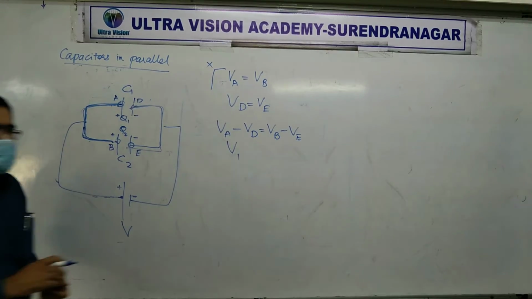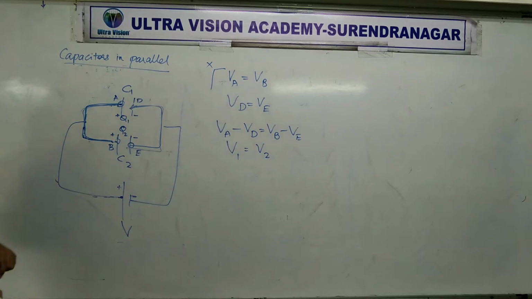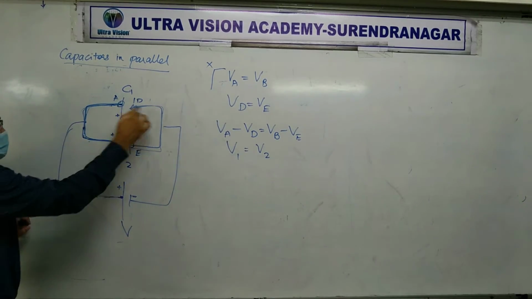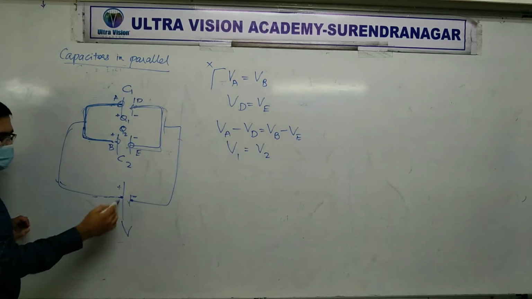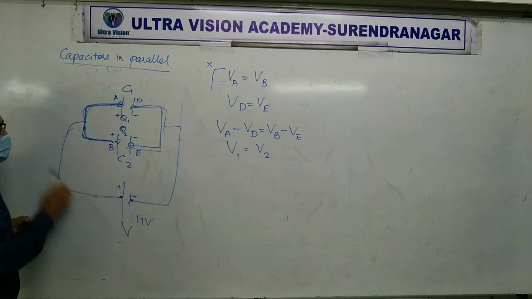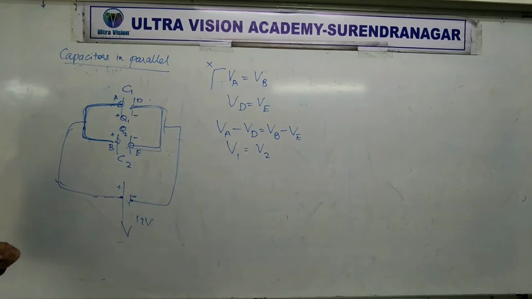Similarly, on the right side, what do we have? V2. But that's not it. We see that ultimately A point is connected here and B point is connected here. So when the battery, suppose this battery supplies 12 volt, for example, then that same potential will go here and here. That's why the difference here will also be 12 volt. You understand what I'm saying?